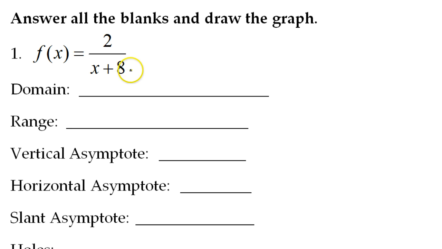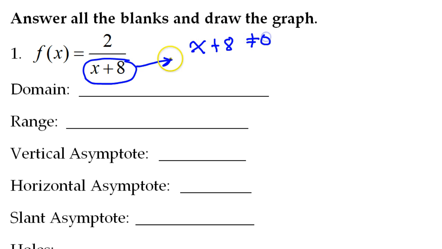You can get the vertical asymptote by looking at the denominator and setting it equal to 0. Vertical asymptotes happen because you can't divide by 0. So in other words, x plus 8 cannot equal 0, right? We'd be dividing by 0. But subtracting 8 from both sides, that means that x cannot equal negative 8. So that is the vertical asymptote.